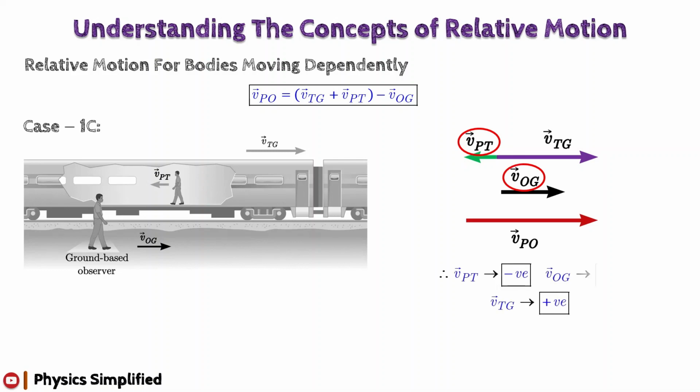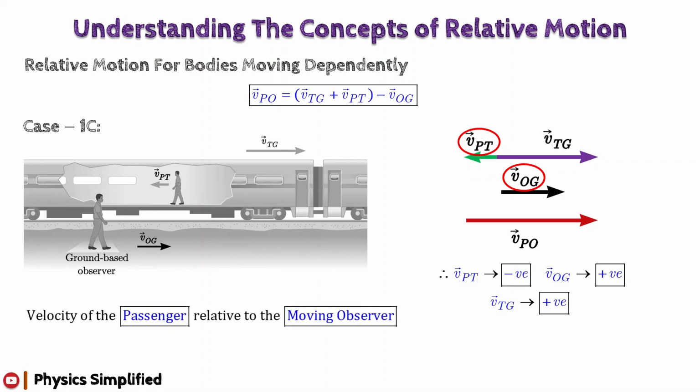the velocity of the passenger relative to the train, given by vector v_pt, is negative, while velocity of the observer relative to the ground, given by vector v_og, is positive. So, the magnitude of the velocity of the passenger relative to the ground-based moving observer is given by v_po = v_tg - v_pt - v_og.